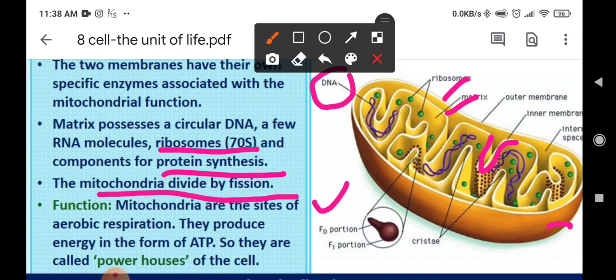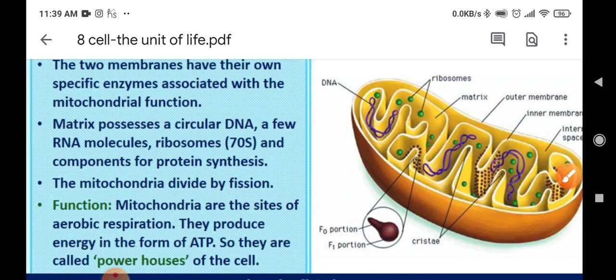which help in production of ATP, and these F0 F1 particles are also known as oxysomes. That is why they are known as the powerhouse of the cell. If the function is asked, you can mention that mitochondria are the sites of aerobic respiration and they produce energy in the form of ATP, and that's why they are known as the powerhouse of the cell.